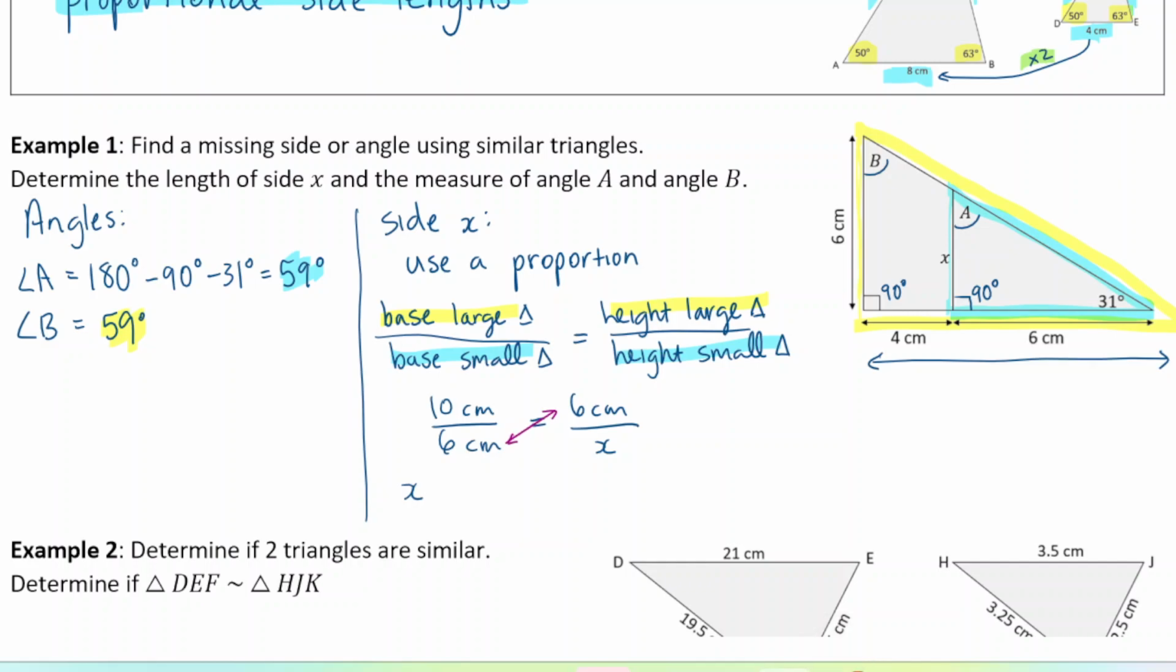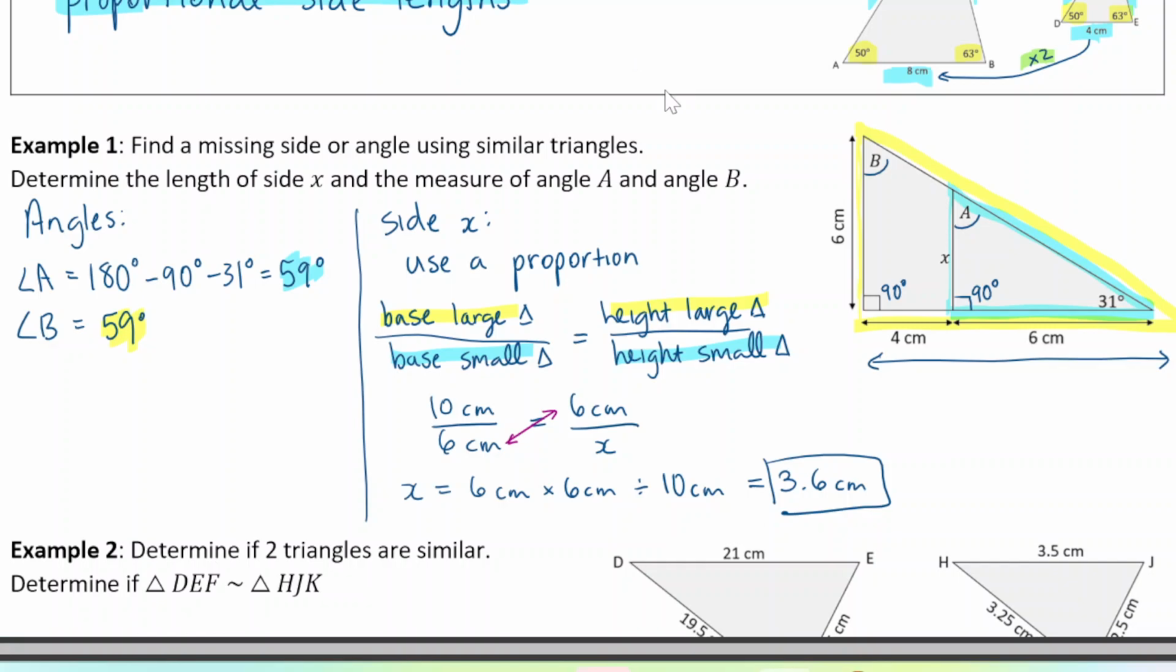So we multiply the two numbers that are across from each other and we divide by the number that's across from x, and we get 3.6. So you want to set up a proportion where you're comparing the lengths, and we know that because these triangles are similar, the ratios of their lengths will be the same, or the scale factors will be the same.